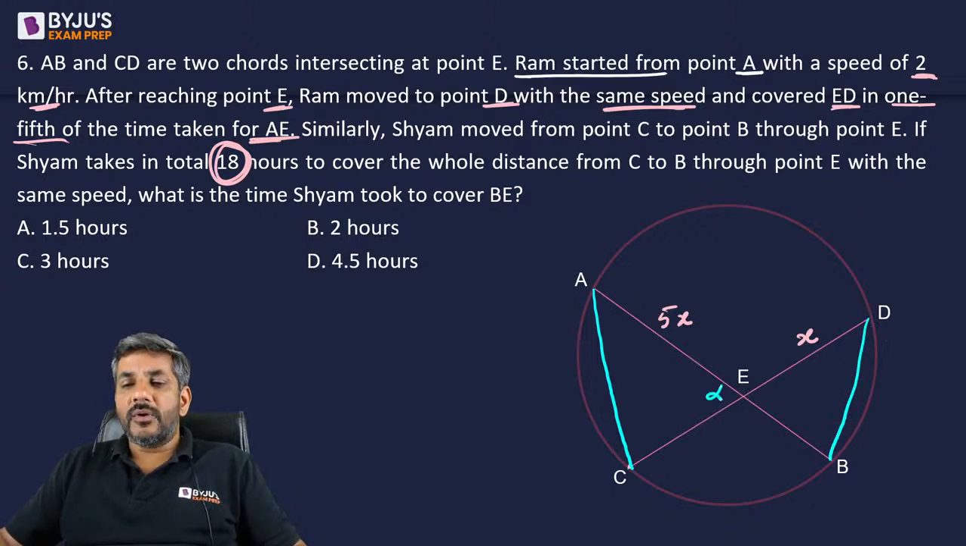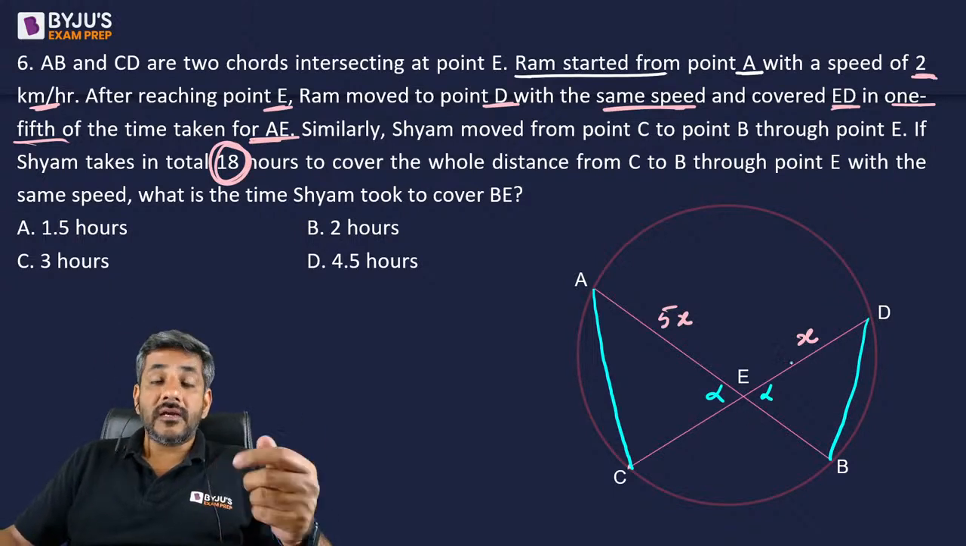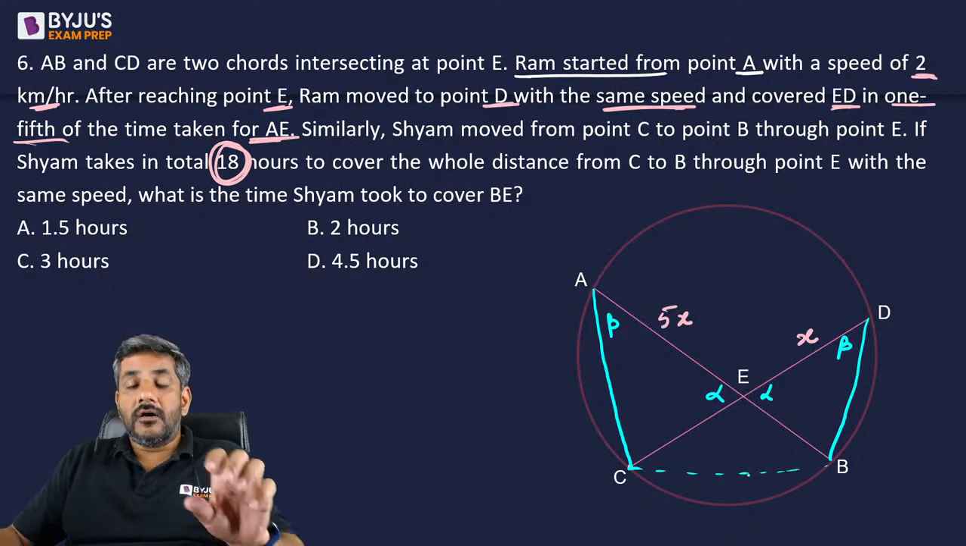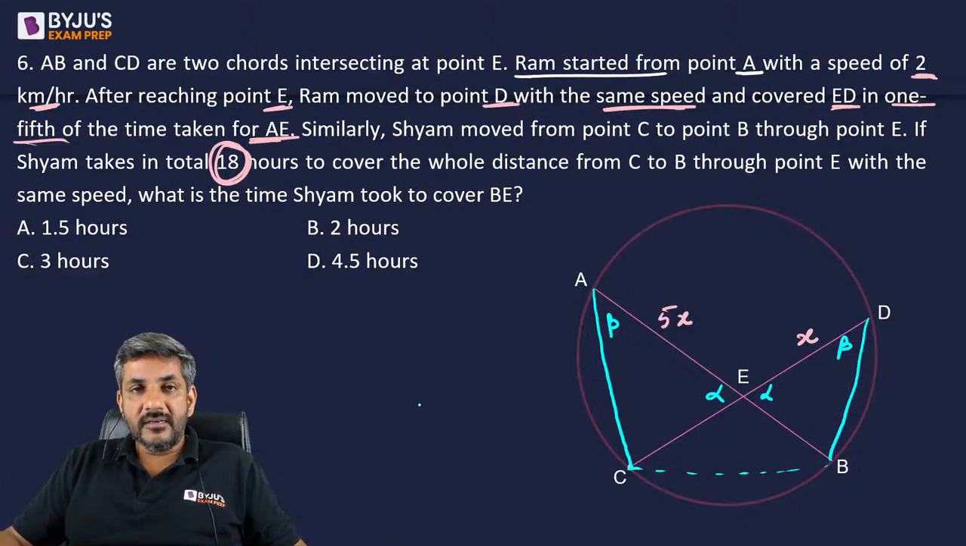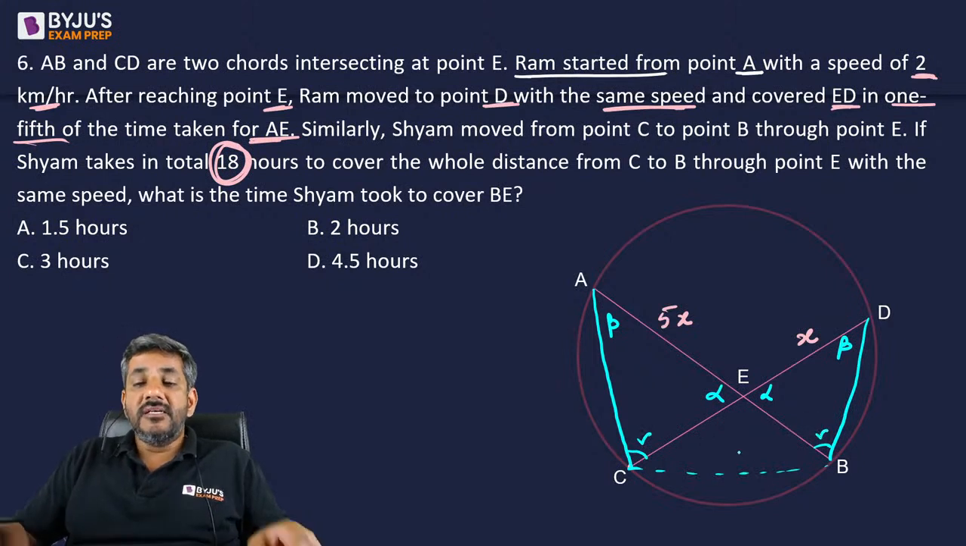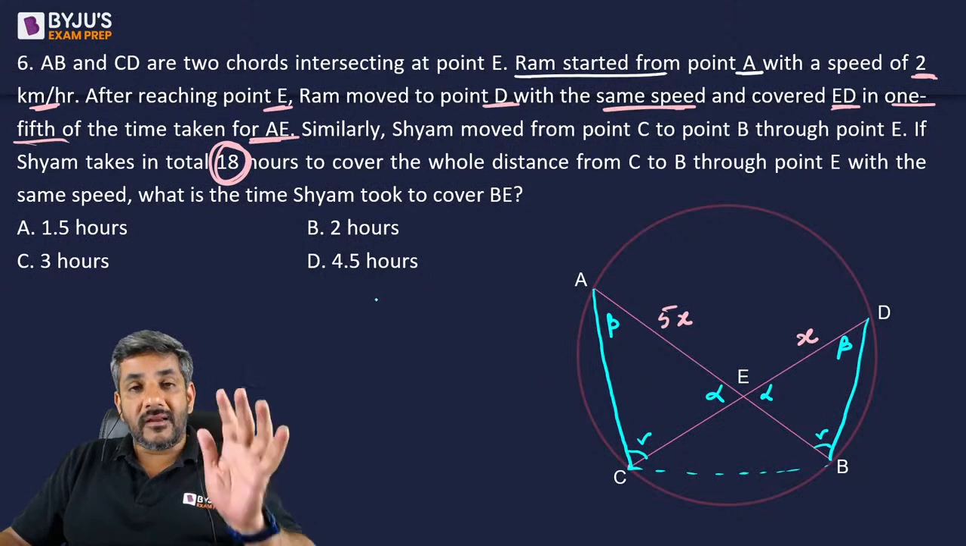Can I say that these two angles are equal? These are vertically opposite angles. Can I say these two angles are equal? Because these are the angles formed by the same chord, which is CB. A chord makes equal angles on the circle. So if two of the angles of these two triangles are equal, that means the third angle has to be equal. वो तो अपने आप ही equal हो जाएगा. Which means the two triangles AEC and DEB, they are similar.